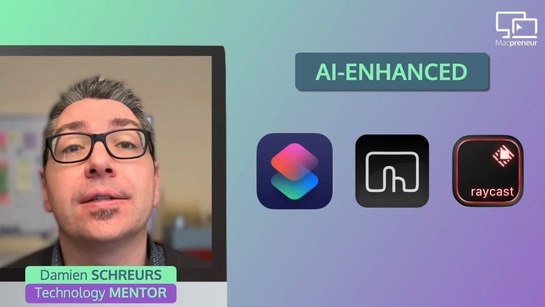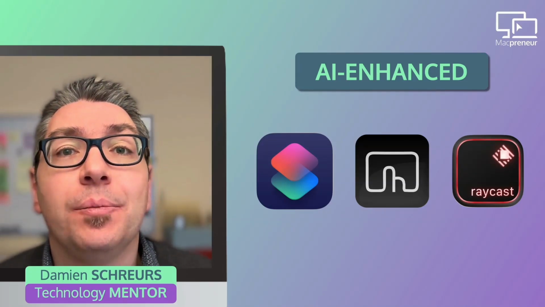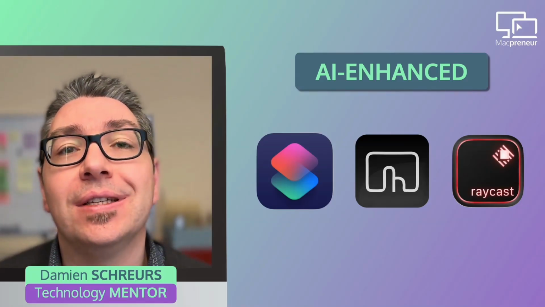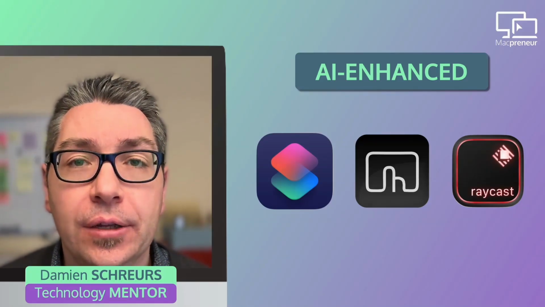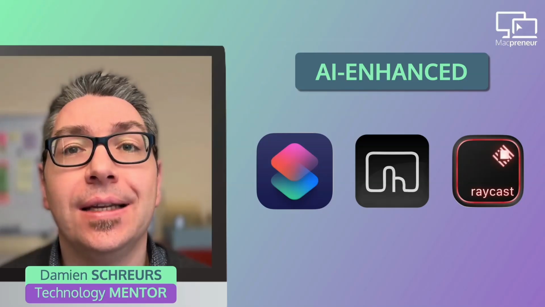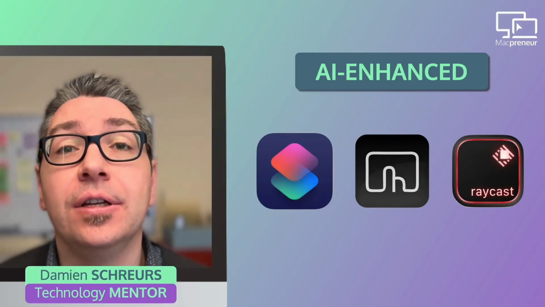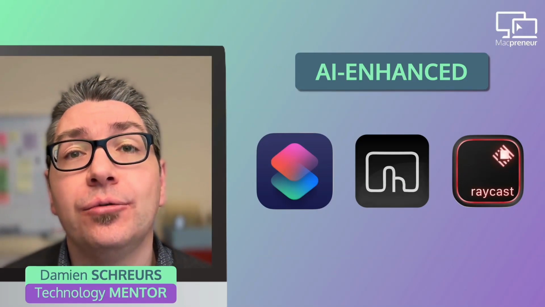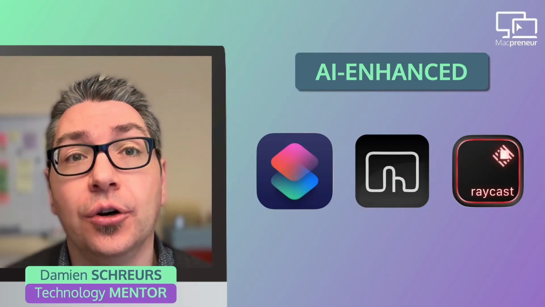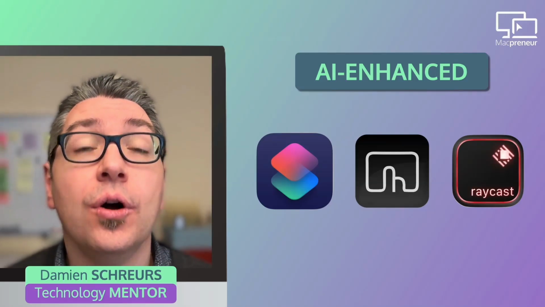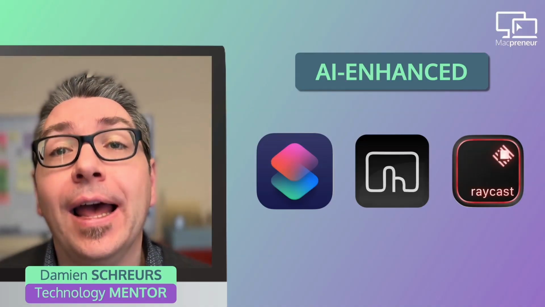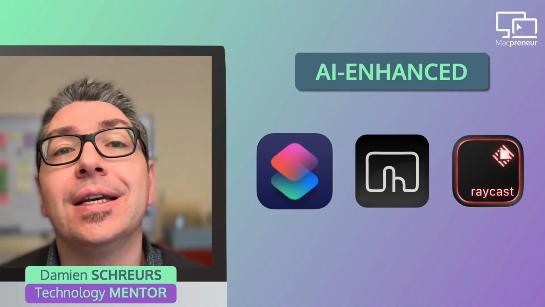Then we have AI-enhanced automation tools for the Mac, and those are Shortcuts, BetterTouchTool, and Raycast. Shortcuts has built-in Apple Intelligence actions since macOS 26 Tahoe. However, it only works on Apple Silicon since Apple Intelligence is not available on Intel Macs. It is still possible to have AI actions in Shortcuts on Intel Macs or on Macs with earlier versions of macOS, and I'll be talking about that in the next episode.